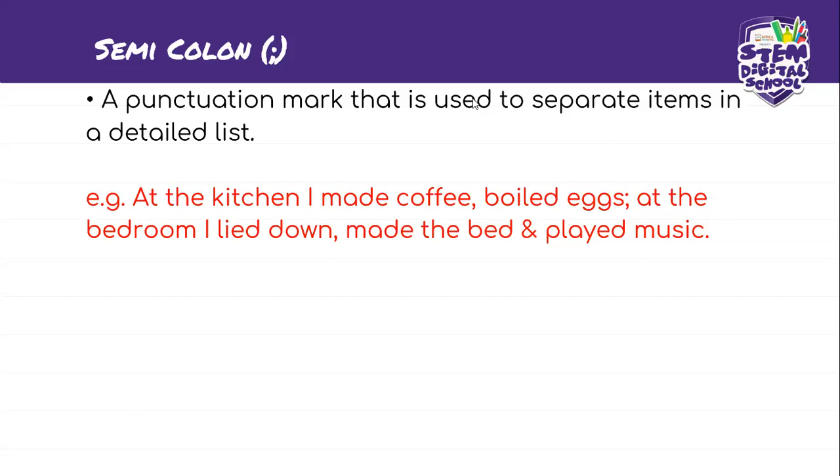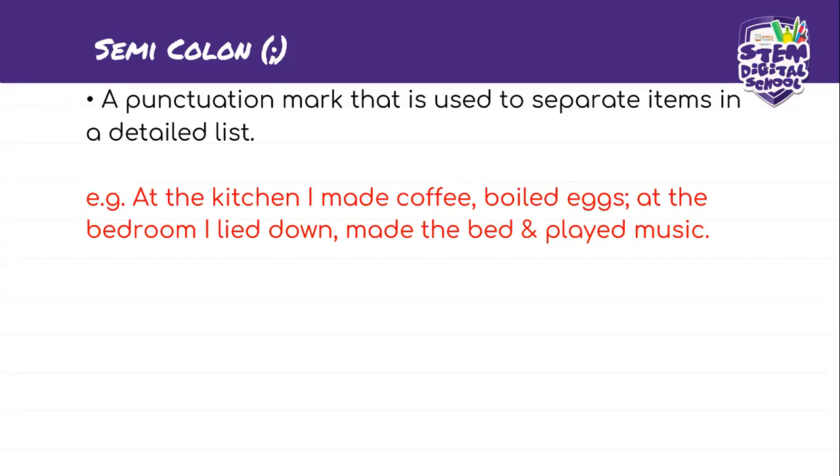Okay. So a semicolon, again, is a punctuation mark that we use to separate items in a detailed list. Here's an example: at the kitchen, I made coffee, boiled eggs; at the bedroom, I lied down, made the bed, and played music. So you realize that, although these items are separate, they are detailed.